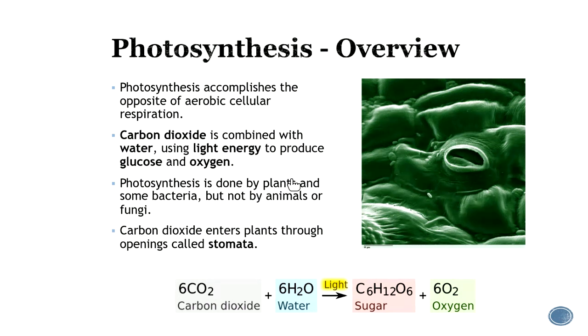Now, this is done by plants and some bacteria, and you have to use the chloroplast to do that. In order to get the gases in and out of the leaves of the plant from the atmosphere, we have these little openings called stomata, and they're like little lungs. They'll open and close so the gases can leave and enter into the inner cells of the plant leaf.